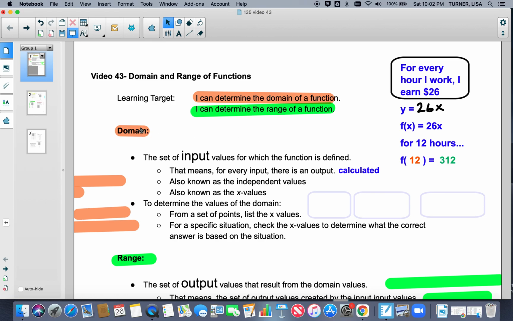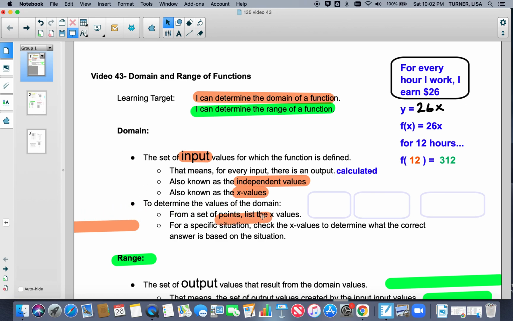All right, so our domain is the input. It's those hours, any amount of hours you put in to the relationship to calculate it. And so for every input, there is an output. So let's say, here it is. Highlight independent values, and they're the x values, like I mentioned before. And then I added the word calculated because that helps. When I input something, there's an output, and a lot of times we calculate it. There's a relationship, all right? So we need that input to be able to make a calculation.